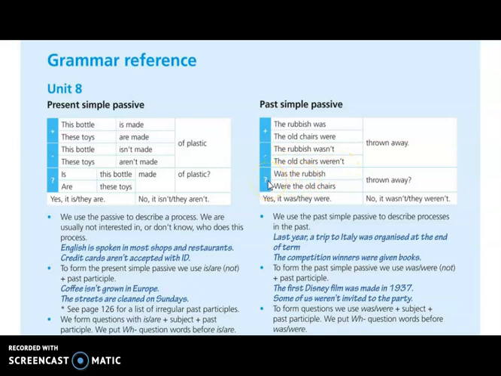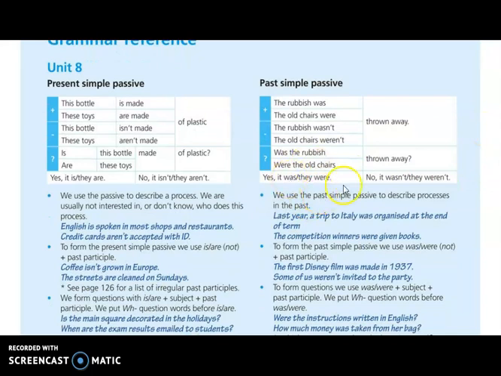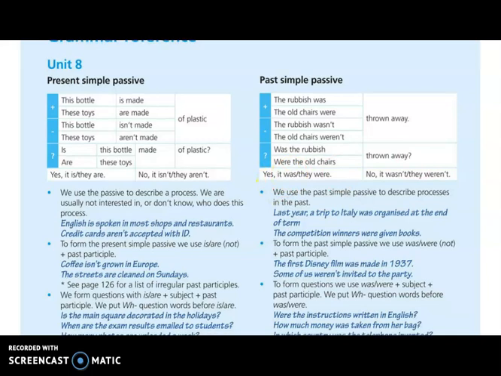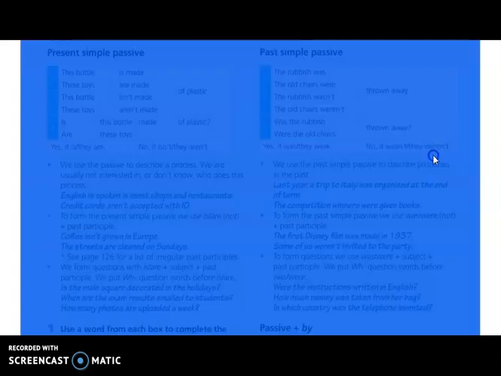In interrogative form, we have to put was or were at first. So, was the rubbish thrown away or were the old chairs thrown away? Here the answer must be yes or no, or short answers. Yes, it was, or no, it wasn't. Or no, they weren't. Let's start with the points.